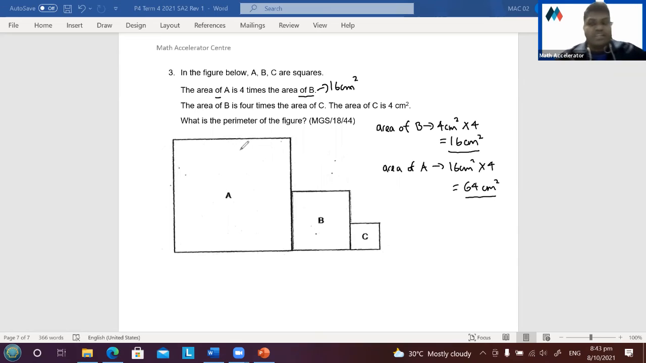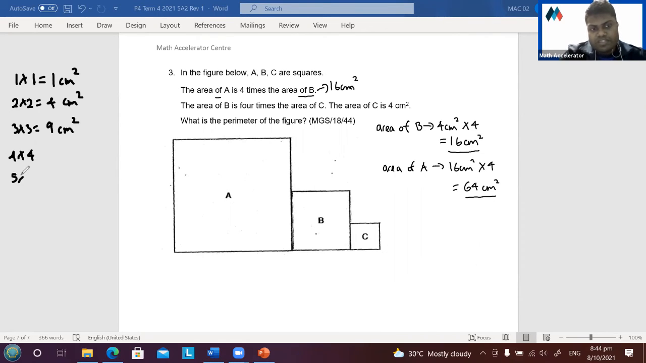Okay, so remember earlier on I told you to write down a list of square numbers. Can we do that now? 1 times 1 equals 1. 2 times 2 equals 4. 3 times 3 equals 9. 4 times 4. 5 times 5. 6 times 6. 7 times 7. And 8 times 8.